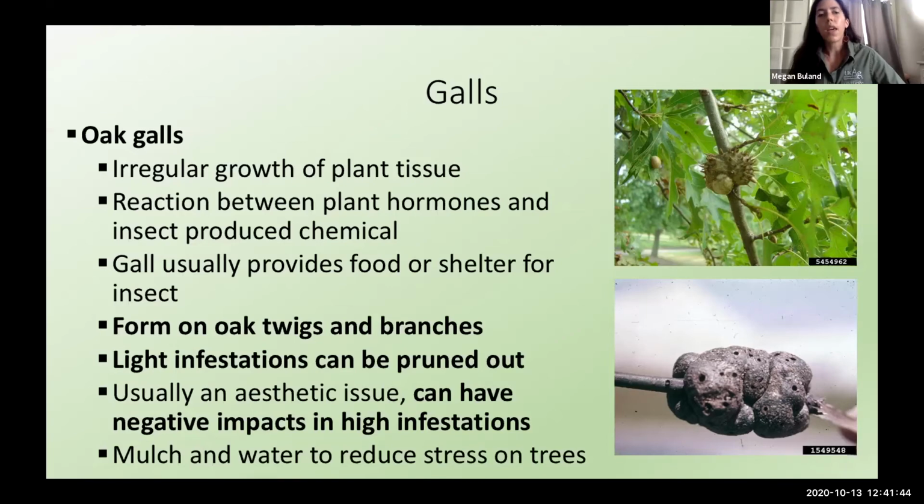But there are some cases in which oak gall infections can become a bit out of hand. And you'll see this sometimes on landscape oak trees that are in really stressful conditions. Trees that are in parking lots, trees that are under a lot of drought stress or maybe have a lot of soil compaction might become severely impacted by these oak gall infestations. So mulching trees and watering trees to reduce stress can really help mitigate the impacts of gall infestations on your trees.